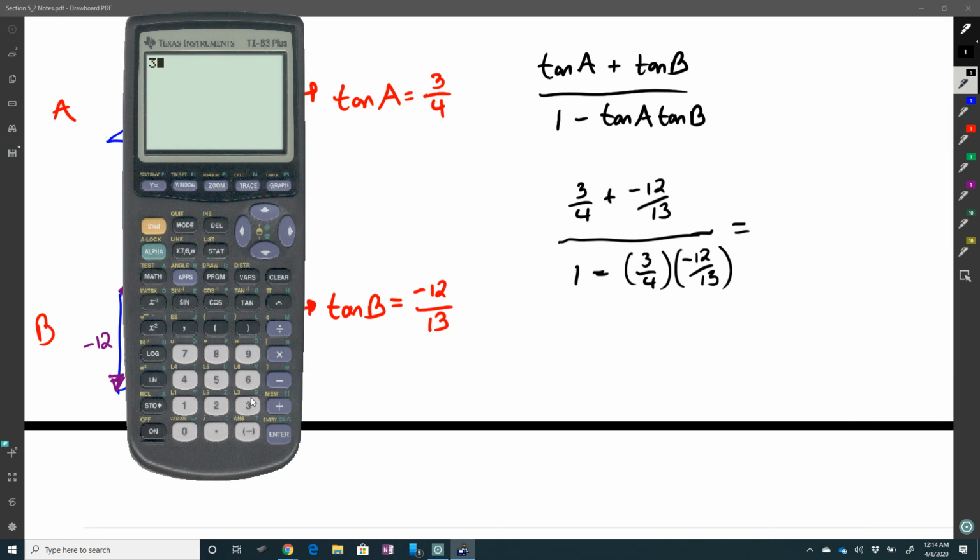And so you could say 3/4 minus 12/13. I don't like typing a whole thing like that in. I just split it up. So let me math 1 that. Negative 5 over negative 9 over 52. Did I do it right?